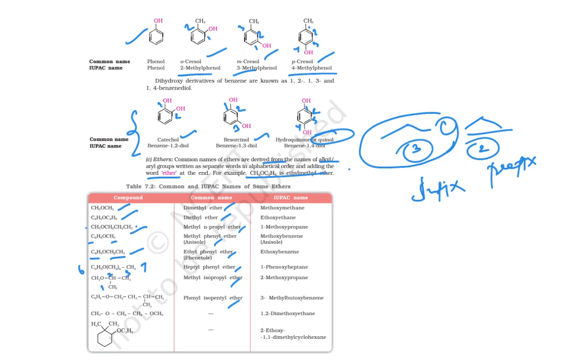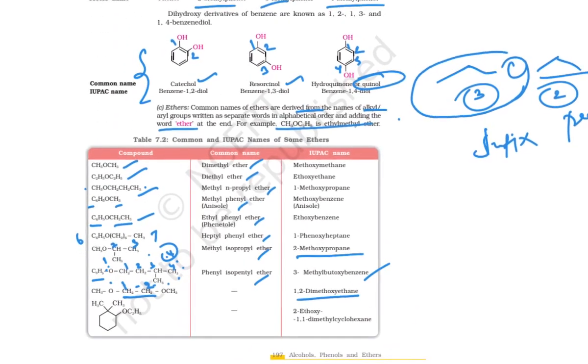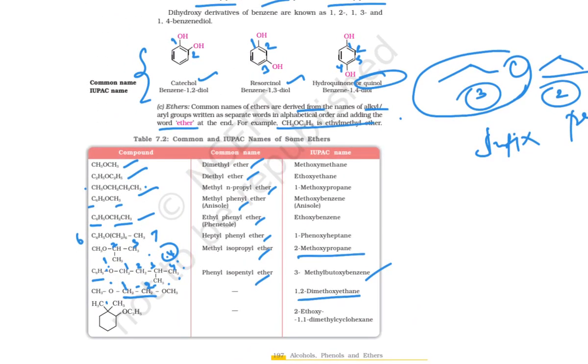Then in case of this one, 1, 2, 3, so 2-methoxy propane. Then in case of this one, this side 6 carbon, this side only 4 carbon, so 1, 2, 3, 4. So we can say 3-methyl butoxy benzene. Okay, in case of this one, both sides there is a methoxy, so 1,2-dimethoxy ethane. In case of this one, here there is a 2 substituent. But in case of here, 2-ethoxy-1,1-dimethyl cyclohexane.